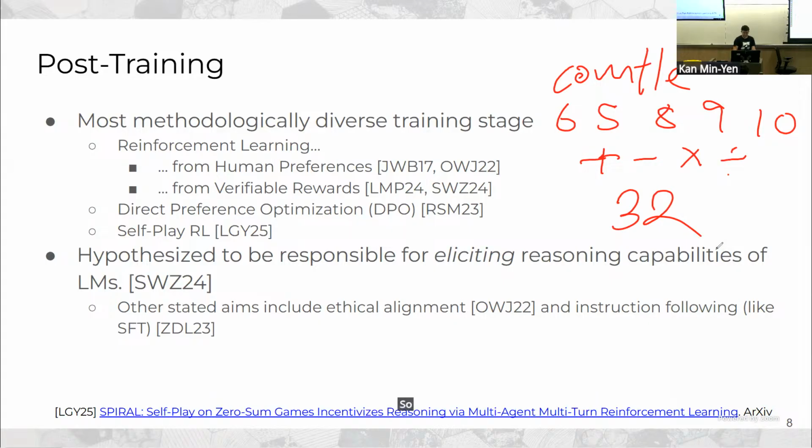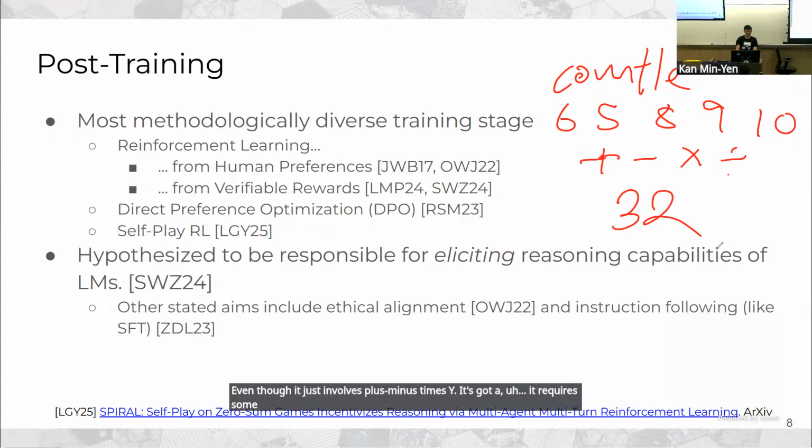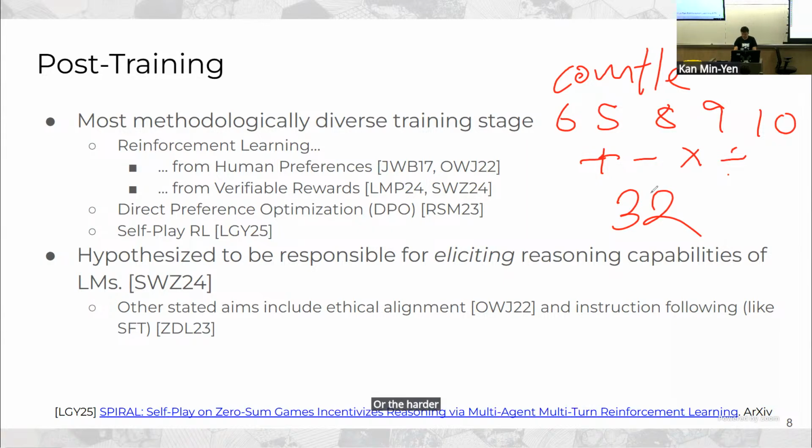So this is a kind of problem that requires sophisticated reasoning. Even though it just involves plus, minus, times, 5, it requires some backtracking behavior. It requires some trial and error for the harder addition tasks. So here, it's pretty obvious that 9 minus 5, for example, times 8 would give you 32.